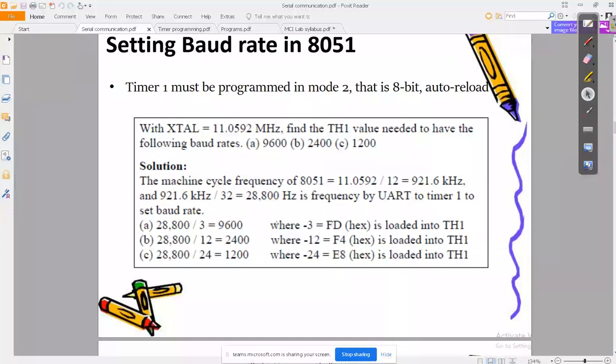This 9,600 is nothing but how much data we are transferring per second. 9600 bytes of data we are transferring per second. So if we are transferring 9600 times 3, then we will get our system's UART frequency.